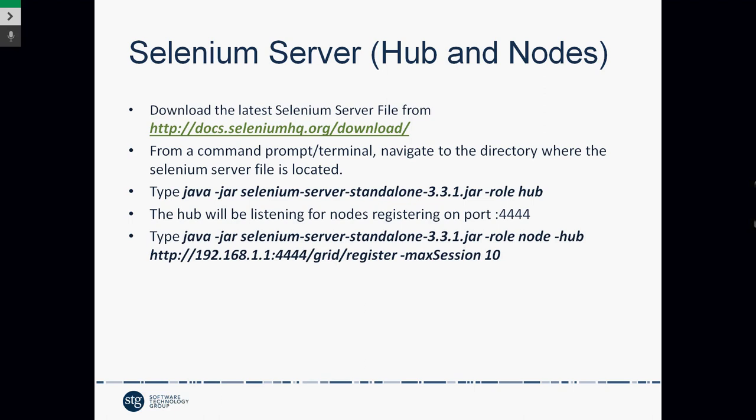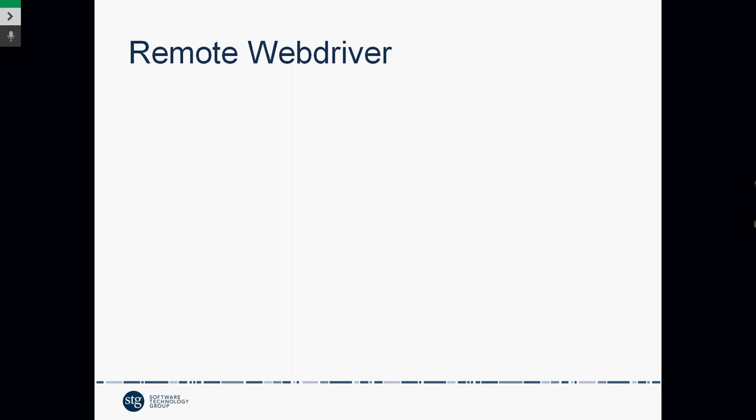and node, and then you pass in the value of where the hub is. And that max sessions tells you how many sessions maximum it will run. You can have a combination of 5 Chrome, 3 Firefox, and 2 IE if you want to. You can make everything all Chrome. You can shape your automation on which machines you want to run on.